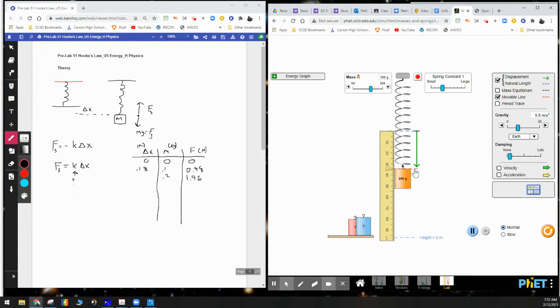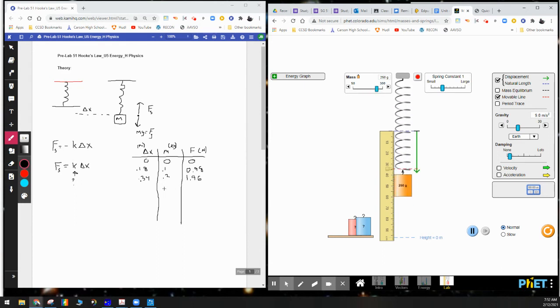Now the new displacement, let's take a quick look here. Let's go down to here. It looks like about 34. So 0.34 meters is the displacement. Okay, so we have 4 points now. We'll say 0.34. Let's go to 250 grams.